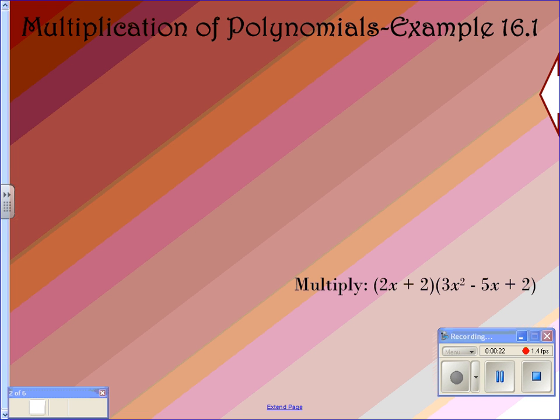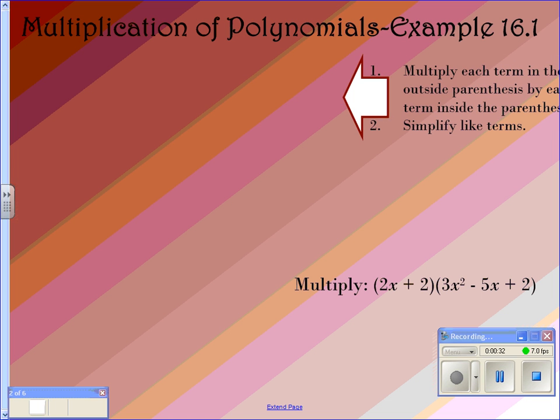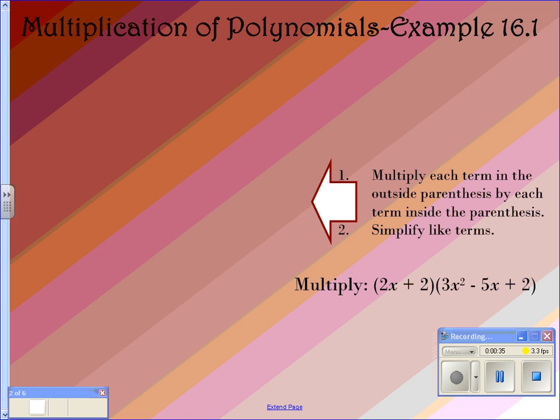So we're going to multiply 2x plus 2 times 3x squared minus 5x plus 2. Okay? Multiply each term in the outside parentheses by each term in the inside parentheses and then simplify.